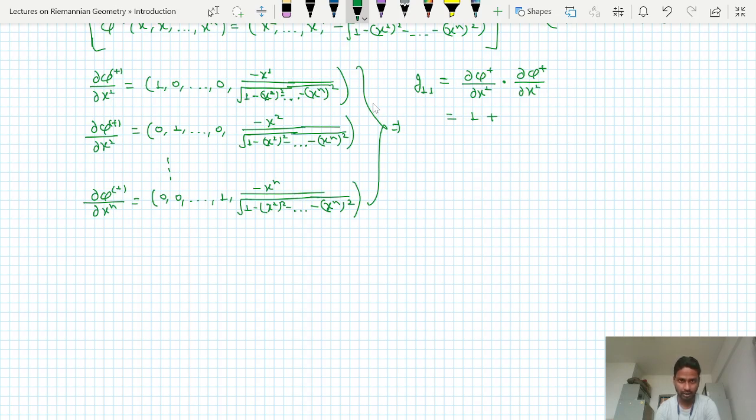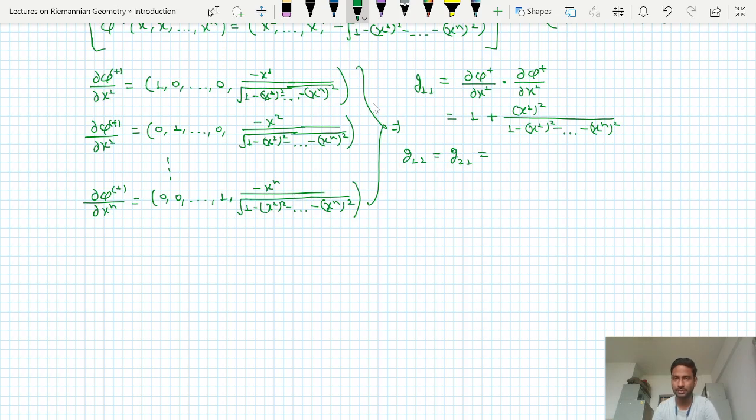When you take the product of this with itself, you will get x1 squared in the numerator, and in the denominator you will get 1 minus x1 squared minus up to and so on minus xn squared. Okay, that's your G11. Now let's calculate G12. As I have told you, this is a Riemannian metric. A Riemannian metric is symmetric. In terms of tensors also, it is a symmetric tensor. So whatever value you get for G12 will be the value for G21 also. So this will also be G21.